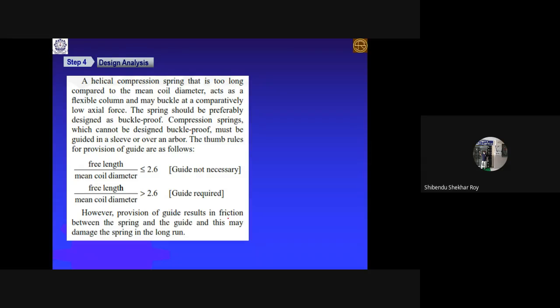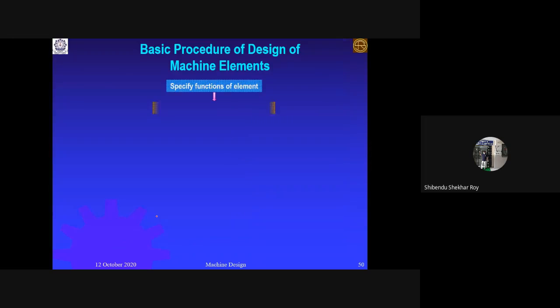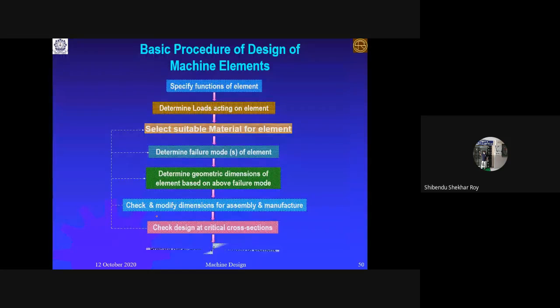But provision of guide results in friction between the spring and guide, and this may damage the spring in the long run. That you have seen, that the spring will be in contact with the arbor, and there will be rubbing, and because of the friction, it may damage the spring surface. So this I have already explained.